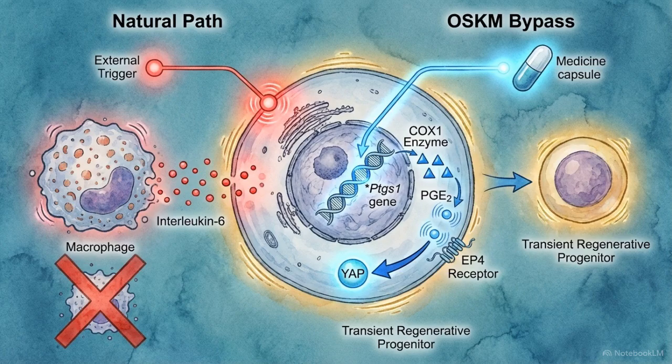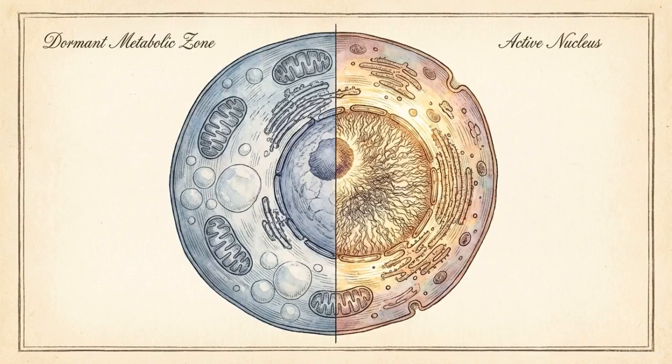The factors directly upregulate PTGS1, the gene for the COX-1 enzyme. This allows the cell to autonomously produce its own prostaglandin E2, or PGE2. This cascade activates the EP4-YAP axis. This results in the same regenerative progenitor state, but it is achieved entirely within the cell, bypassing the need for systemic inflammation. This state requires a metabolic trade-off.